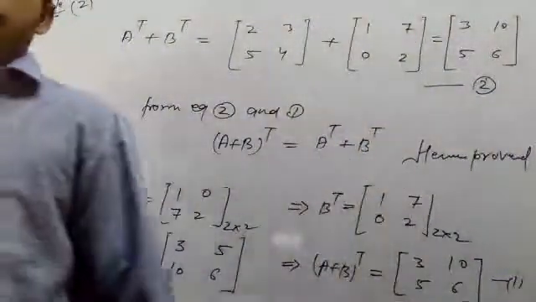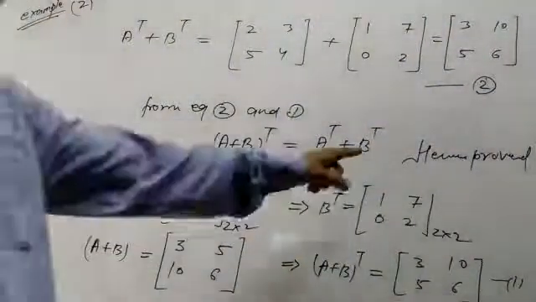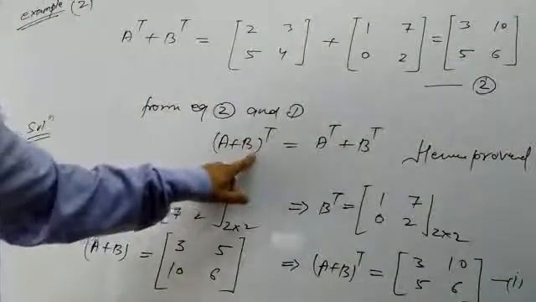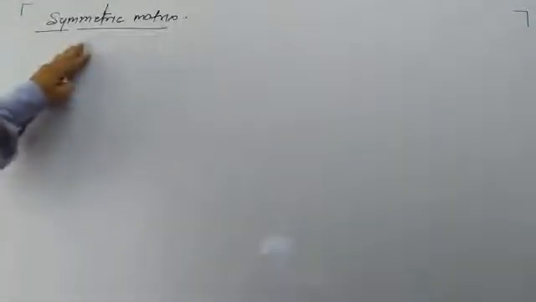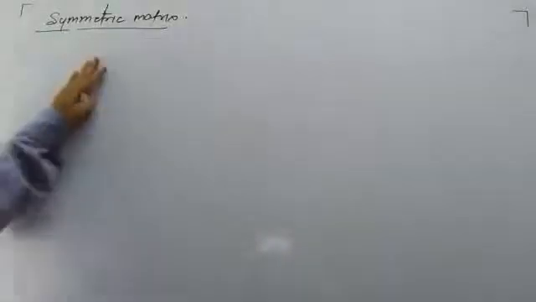Hence proof. The transpose of the sum of two matrices is always equal to the sum of their transposes. So now I will discuss symmetric matrix. What is a symmetric matrix?